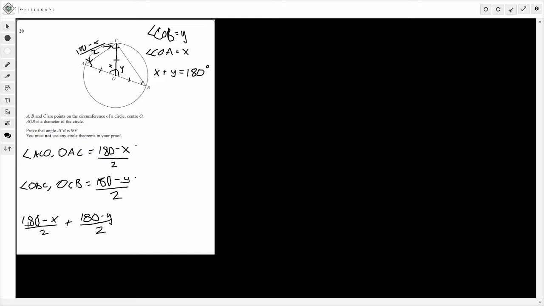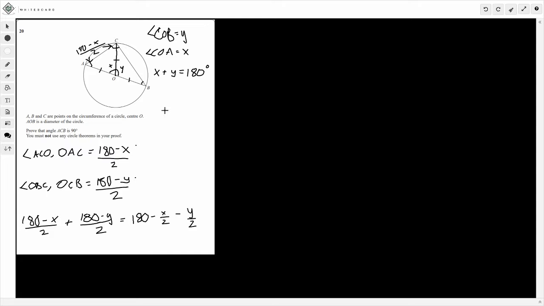So doing them separately, 180 divided by 2 is 90. Minus x divided by 2 is going to be minus x over 2. And then I'm going to do the same here, 180 divided by 2. So what I get is two lots of 90, that's going to be 180. And I'm going to get minus x over 2, and minus y over 2. So this is this angle here now. But there's one little thing we can do with this. At the minute, this isn't 90 degrees. We can agree on that.